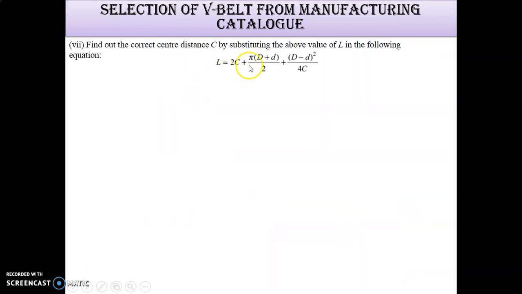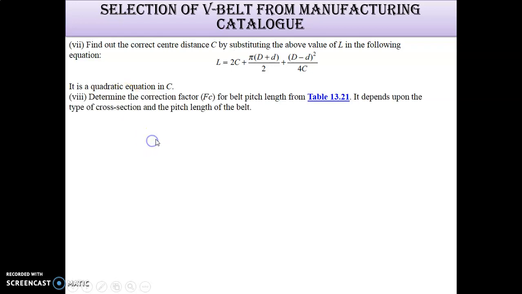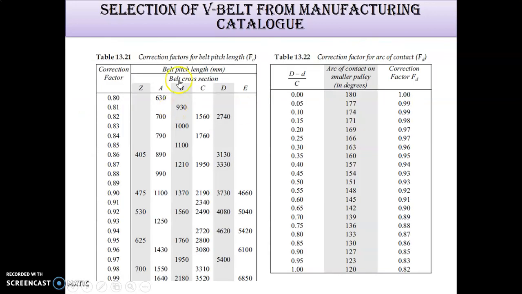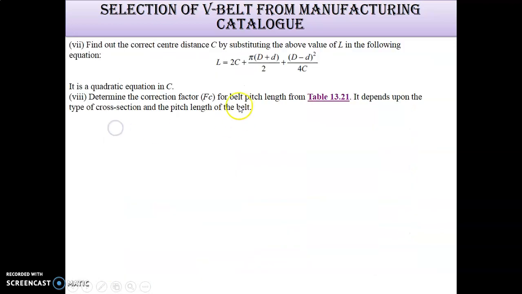So again we need to find out the center distance, the new center distance. Here the L value will be put in and the C value will be unknown. Calculate this value with the help of a quadratic equation. After getting C and L, we need to find out the correction factor for belt pitch length. Okay, so this is the belt pitch length table. This is the correction factor. Section B and cross section of belt 1000, so 0.83 will be the value.